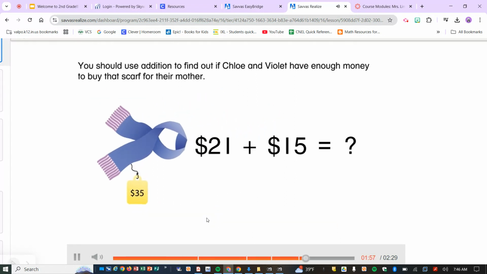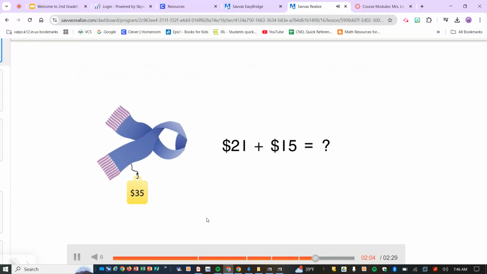You should use addition to find out if Chloe and Violet have enough money to buy that scarf for their mother. $21 plus $15 equals $36. $36 is enough to buy a $35 scarf.